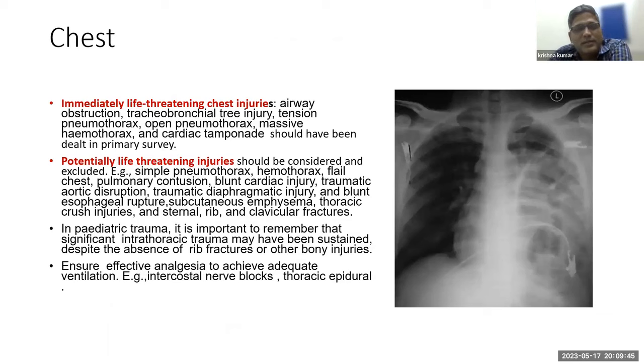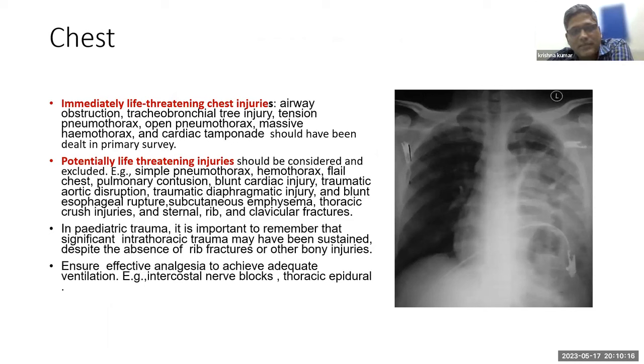Again, coming to the chest part and secondary survey, this has already been discussed under immediately life-threatening and potentially life-threatening injuries. It's important to differentiate between these two. Immediately life-threatening injuries are to be addressed in the primary survey itself. Whereas potentially life-threatening injuries include simple pneumothorax, hemothorax, flail chest, pulmonary contusion, blunt cardiac injury, and traumatic aortic disruption. If it is an immediate complete rupture of the aorta, obviously the patient will not even reach the hospital.